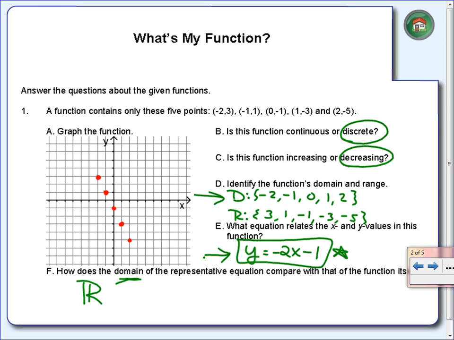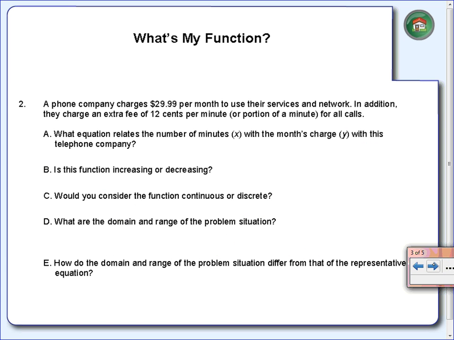So if you stop and think, that's a big difference. The domain for the equation has lots and lots of x values. But the domain for our function, did we have lots and lots of x values? No. How many x values did we have in our function? 5. That's it. We only had 5. So there's a huge difference between the equation and the function itself. All right, so that takes us through number 1. You're going to see one very similar to that here in a minute. Let's go on to the next one, number 2.